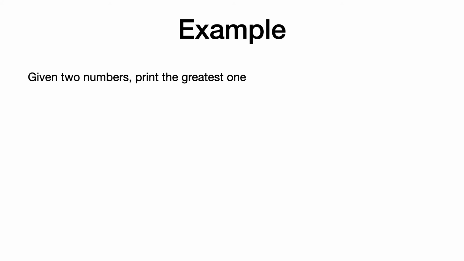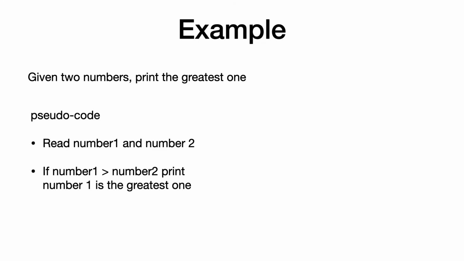Let's see this example. Given two numbers, print the greatest one. In this case, we have to find out which of the two numbers is the greatest one and then print it. So let's see the pseudocode. Read number 1 and number 2. Those are the two numbers that we are going to compare. It is the input of the algorithm.